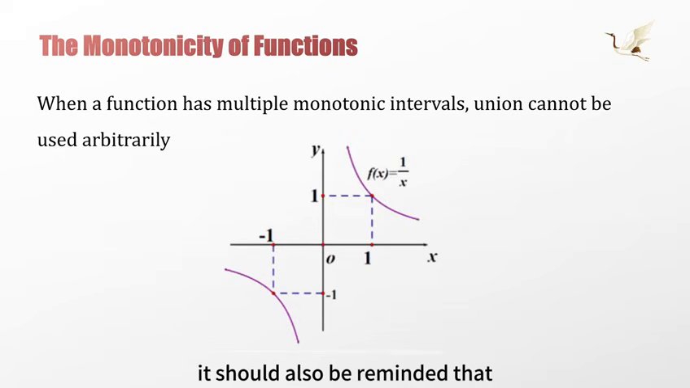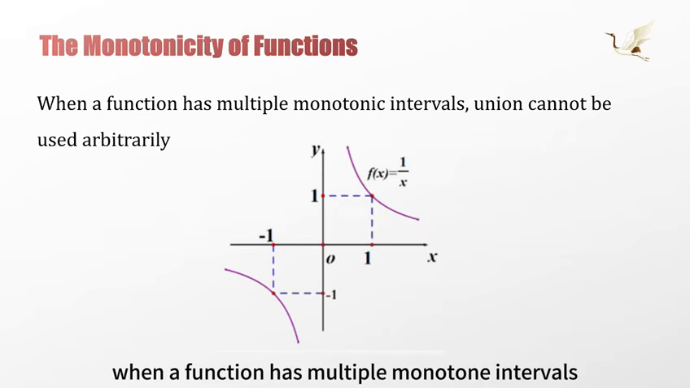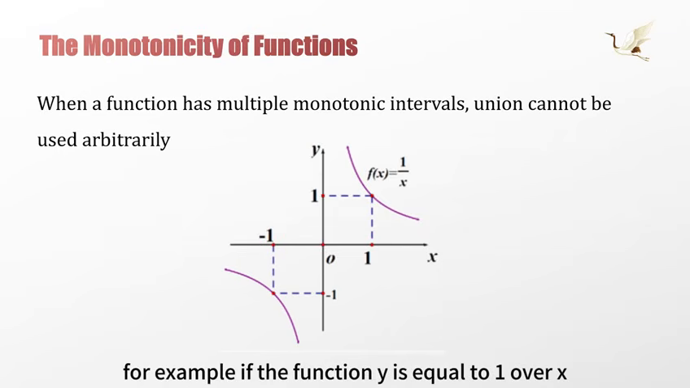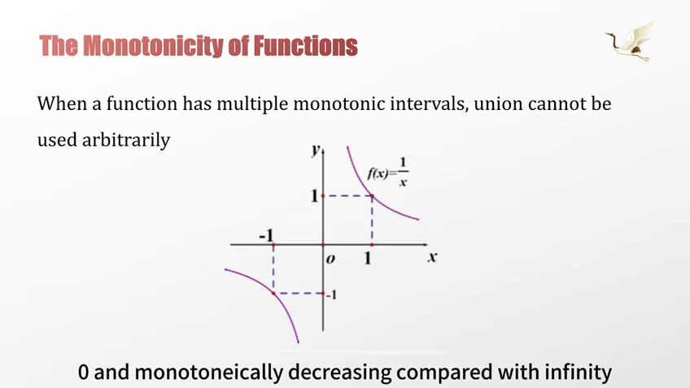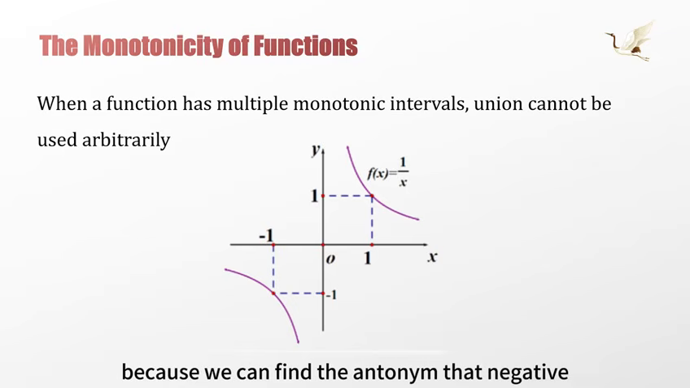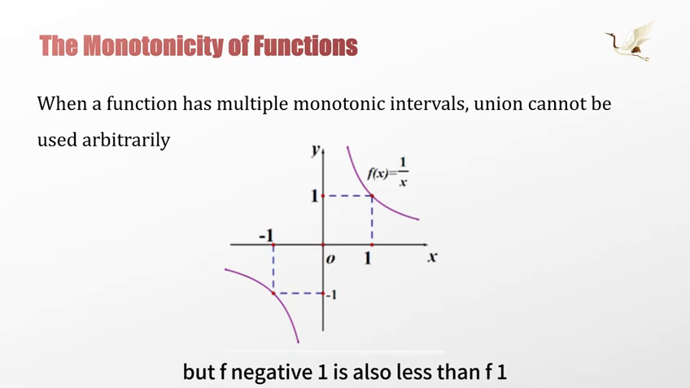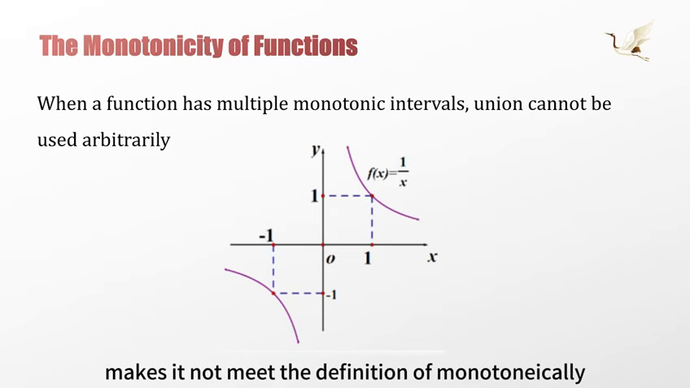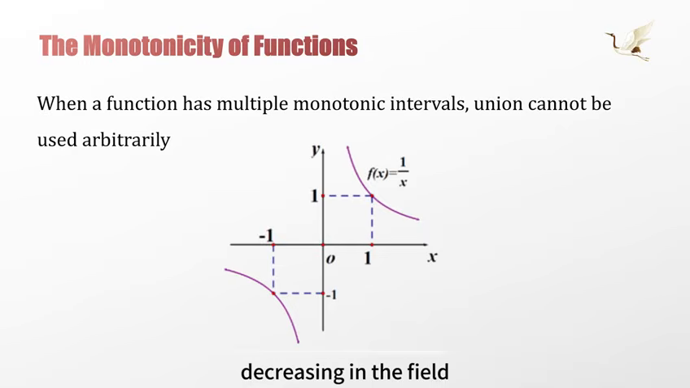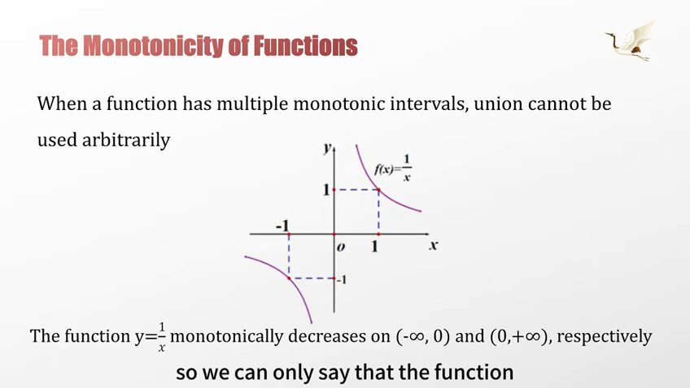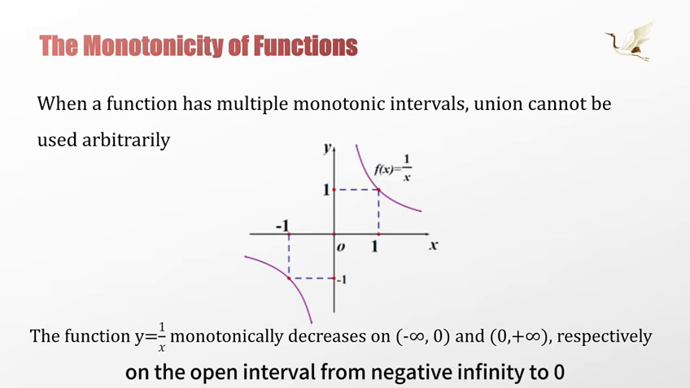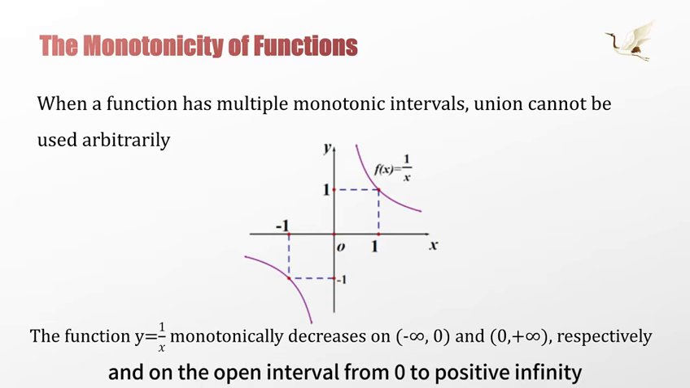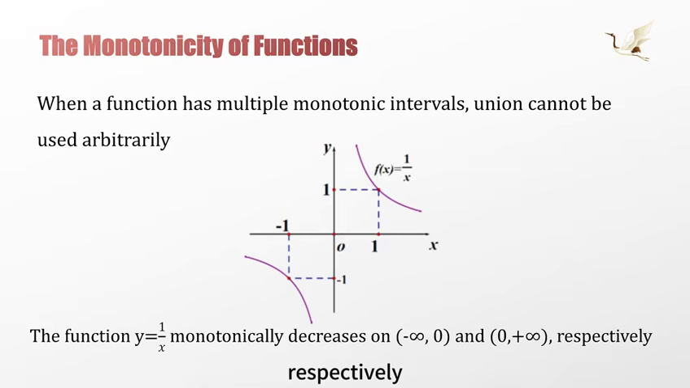It should also be reminded that when a function has multiple monotone intervals, union cannot be used at will. For example, for the function y equals 1 over x, we can't say that it is monotonically decreasing on negative infinity to 0 union 0 to positive infinity, because we can find that negative 1 is less than 1, but f(negative 1) is also less than f(1), which makes it not meet the definition of monotonically decreasing in the domain. So we can only say that the function y equals 1 over x decreases monotonically on the open interval from negative infinity to 0 and on the open interval from 0 to positive infinity, respectively.